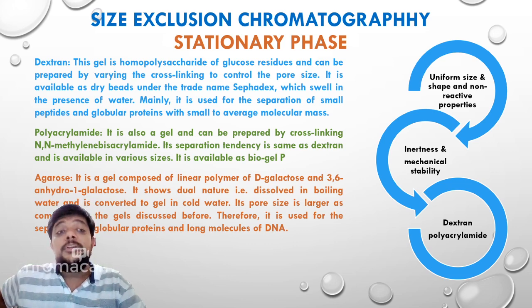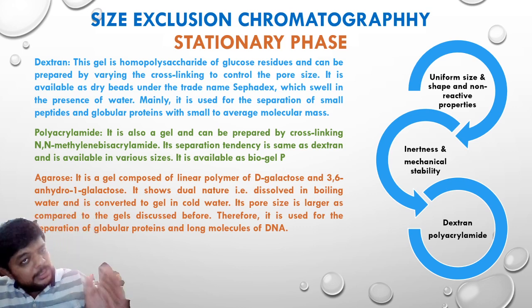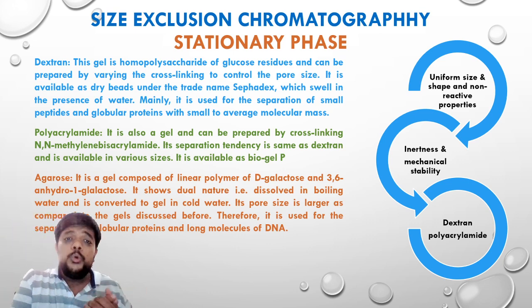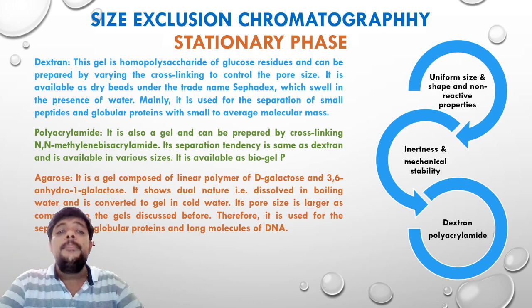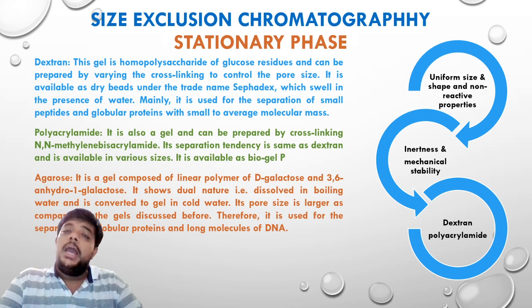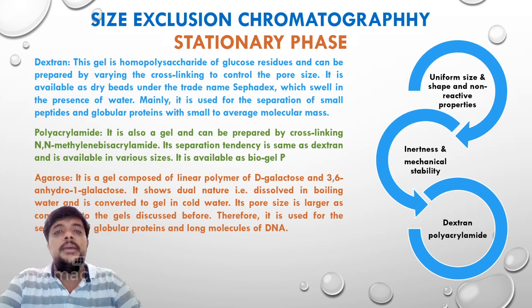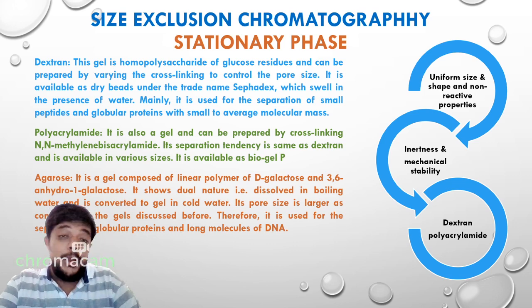Mainly it is used for the separation of small peptides and globular proteins with small to average molecular mass. So remember this very well. Dextran, made up of homopolysaccharide of glucose, is used to separate globular proteins. When we talk of polyacrylamide, it is also a gel and can be prepared by cross-linking N,N'-methylene bisacrylamide. So you should remember this. When we write bisacrylamide, fundamentally it's organic. Its separation tendency is same as dextran and is available in various sizes. It is available as Biogel P. This Biogel P is a trade name.